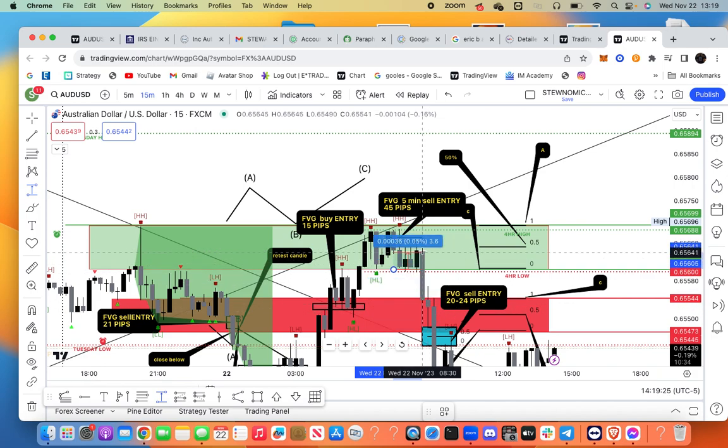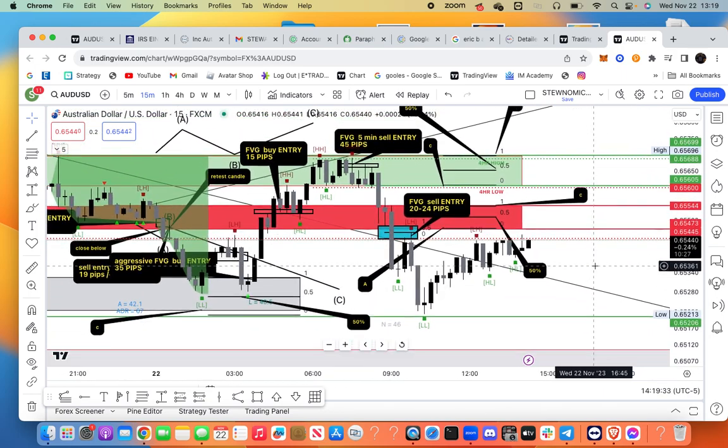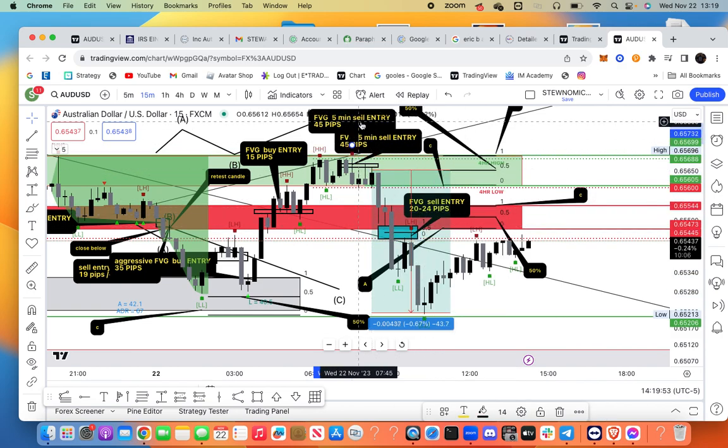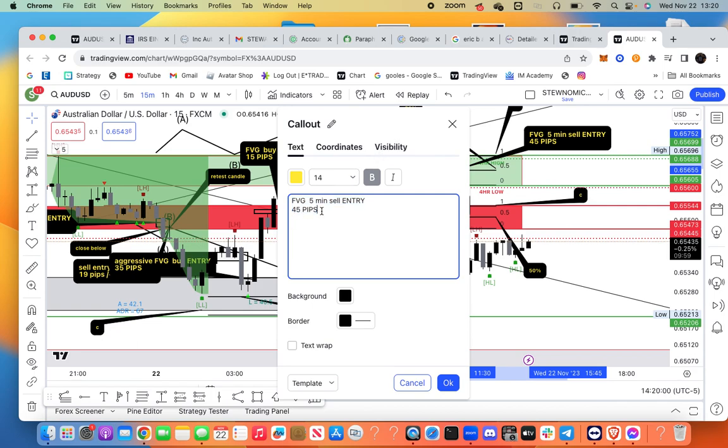But look, this market, and I really didn't even label that, but I'm going to show you, if you were playing the 50% of the zone for the sell from right here, that market actually went 43 pips. And I'm just gonna go ahead and label it right now. I'm calling it. So here, and that was a 50% entrance.